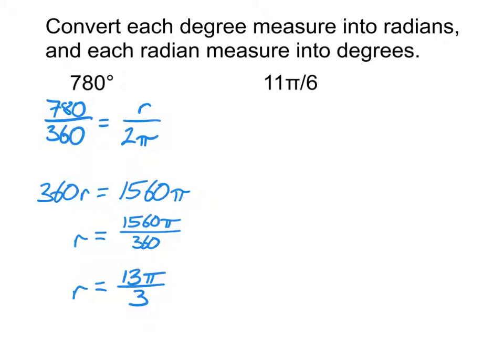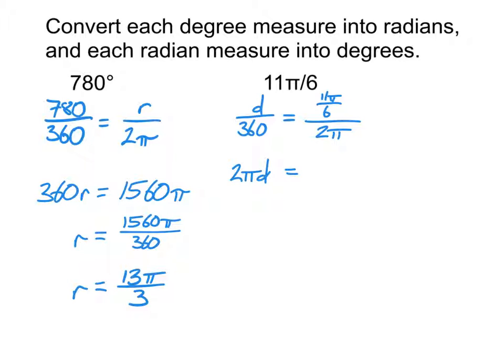All right, next one. We're going to go over to our radians, the 11 pi over 6. And we're going to be solving this one out. Now, we want the degrees, so it's going to stay a D over 360. The 11 pi over 6 is all over 2 pi. And so this is where we're going to cross multiply now. Now, of course, doing the D times 2 pi is hopefully fairly straightforward. That's just going to give me 2 pi D.